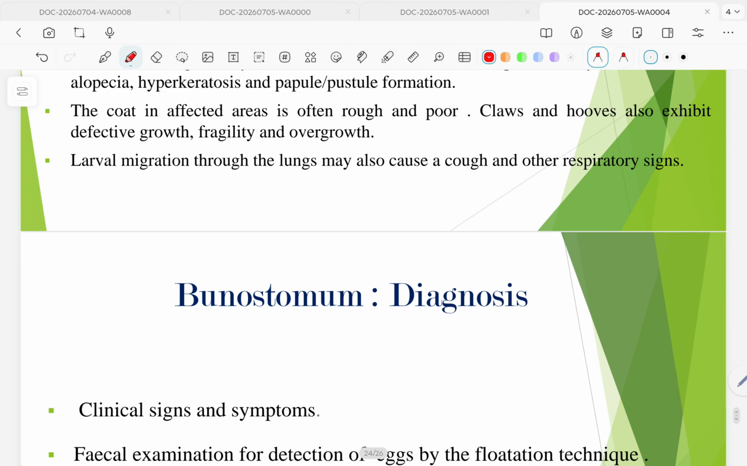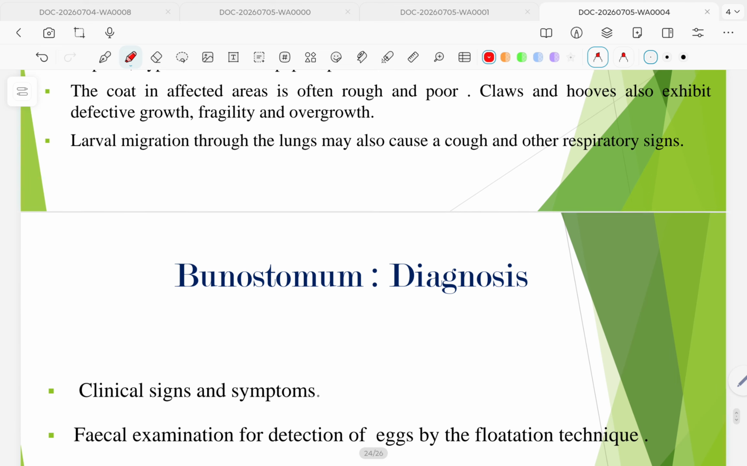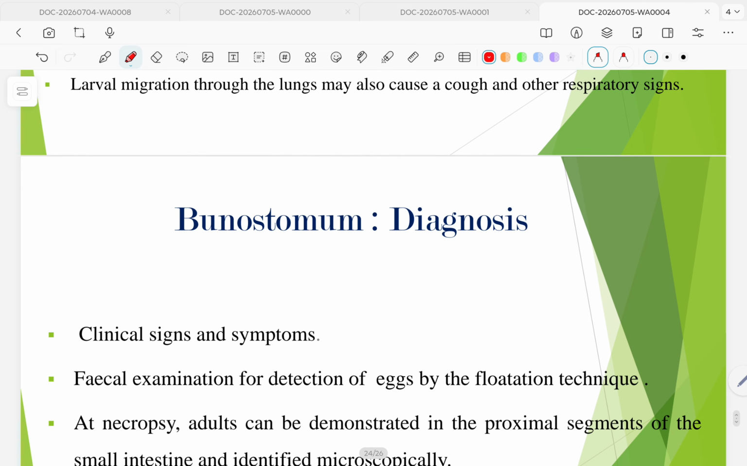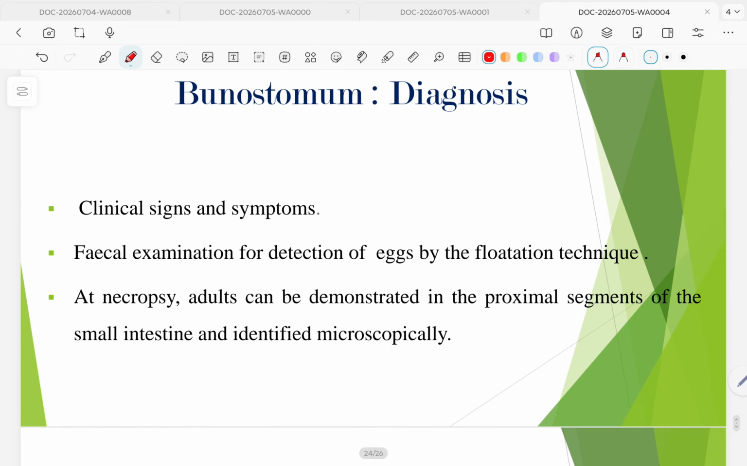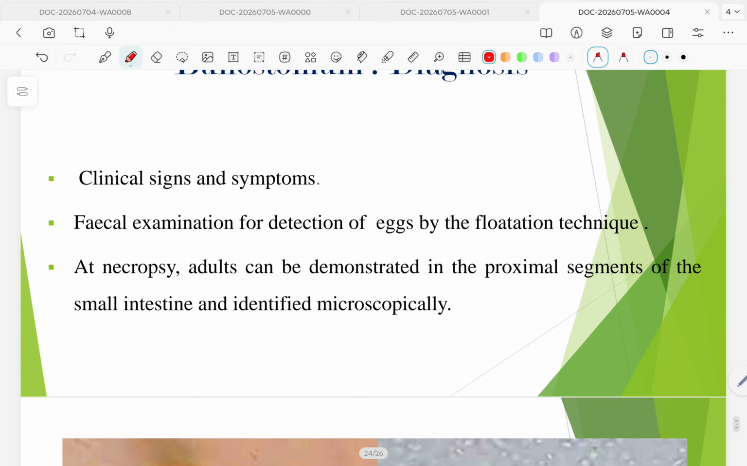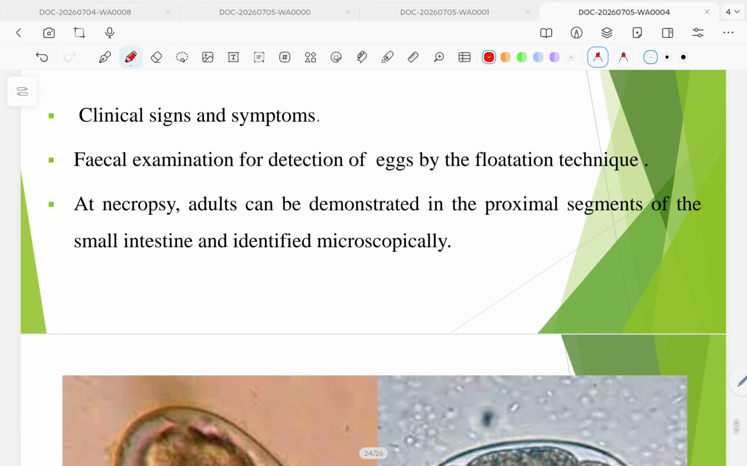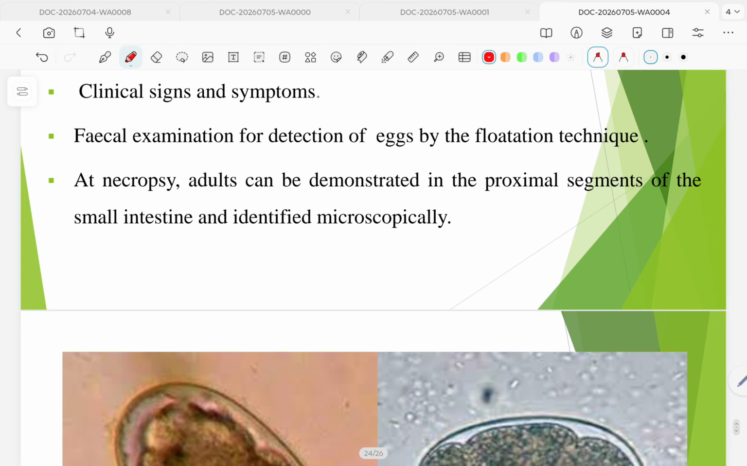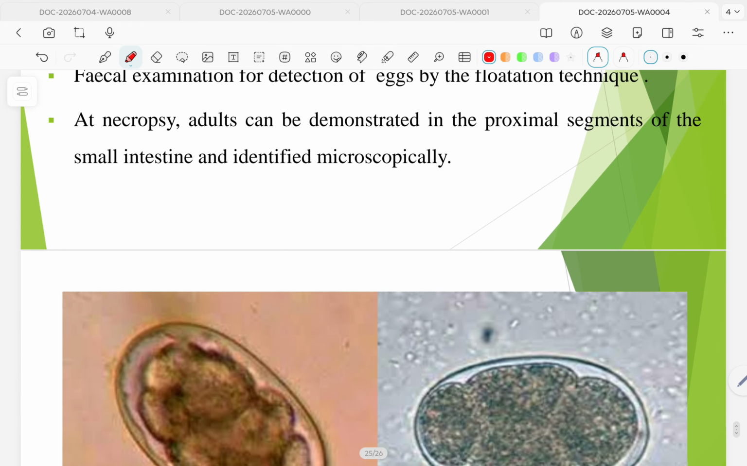Larval migration through the lungs may also cause a cough and other respiratory signs. Bunostomum diagnosis: clinical signs and symptoms, fecal examination or detection of eggs by the flotation technique. At necropsy, adults can be demonstrated in the proximal segment of the small intestine and identified microscopically.